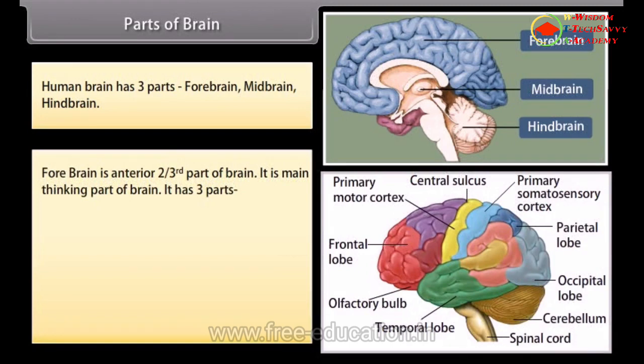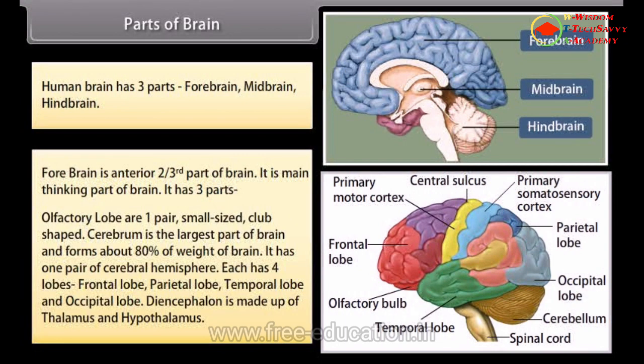Forebrain is the anterior two-third part of brain. It is the main thinking part of brain. It has three parts. Olfactory lobes are one pair, small-sized, club-shaped. Cerebrum is the largest part of brain and forms about 80% of weight of brain. It has one pair of cerebral hemispheres. Each has four lobes: frontal lobe, parietal lobe, temporal lobe, and occipital lobe.